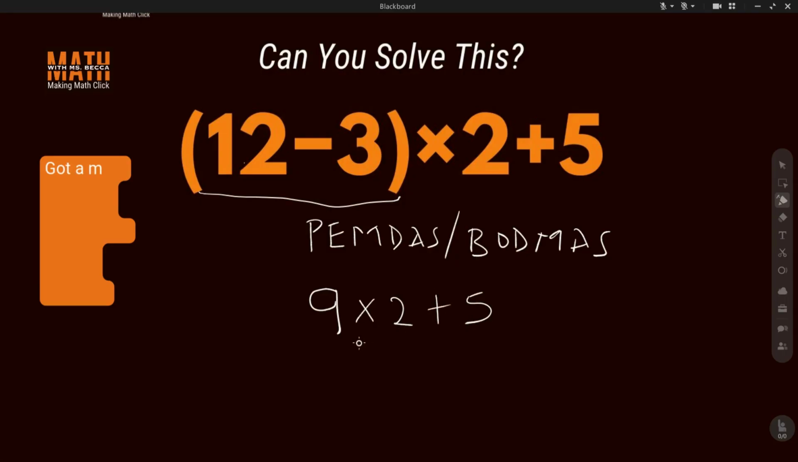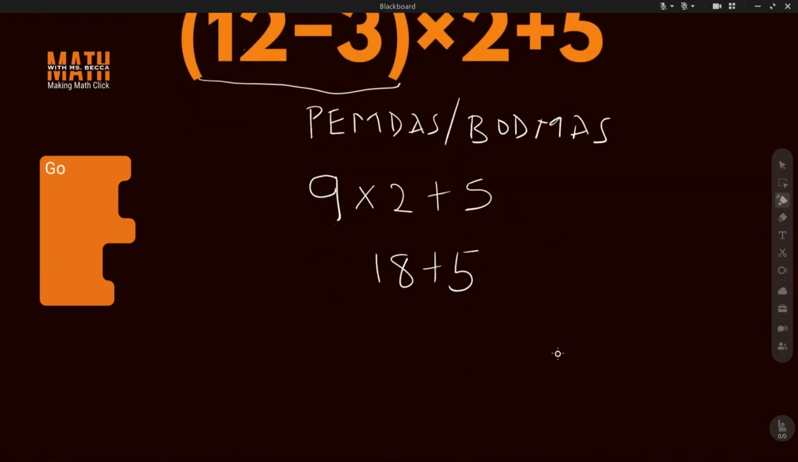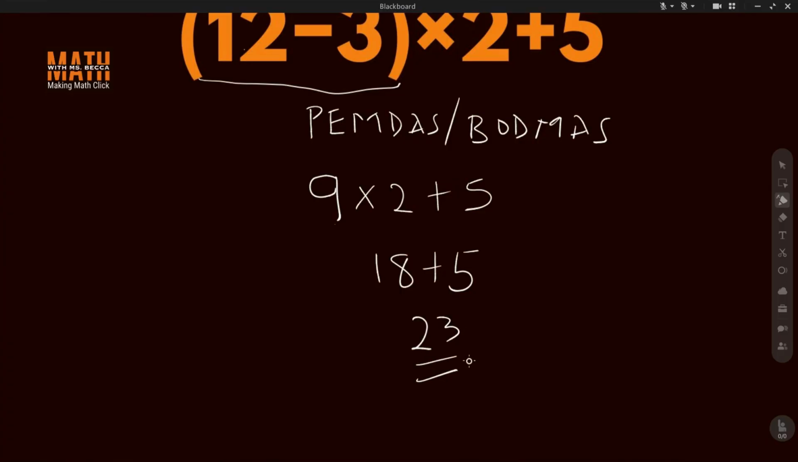The next thing is to multiply. 9 times 2 is 18. Then we have 18 plus 5. 18 plus 5 is 23. And that is the correct answer.